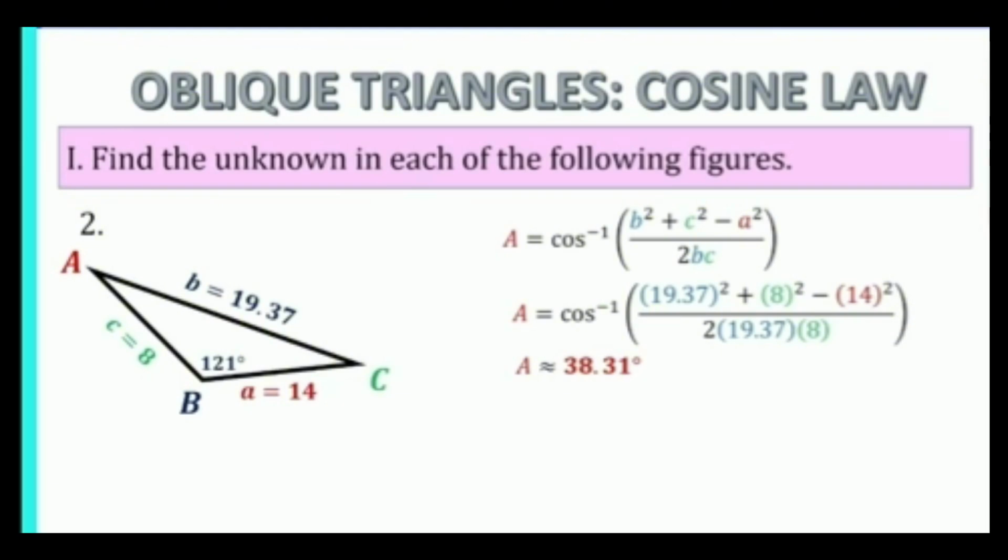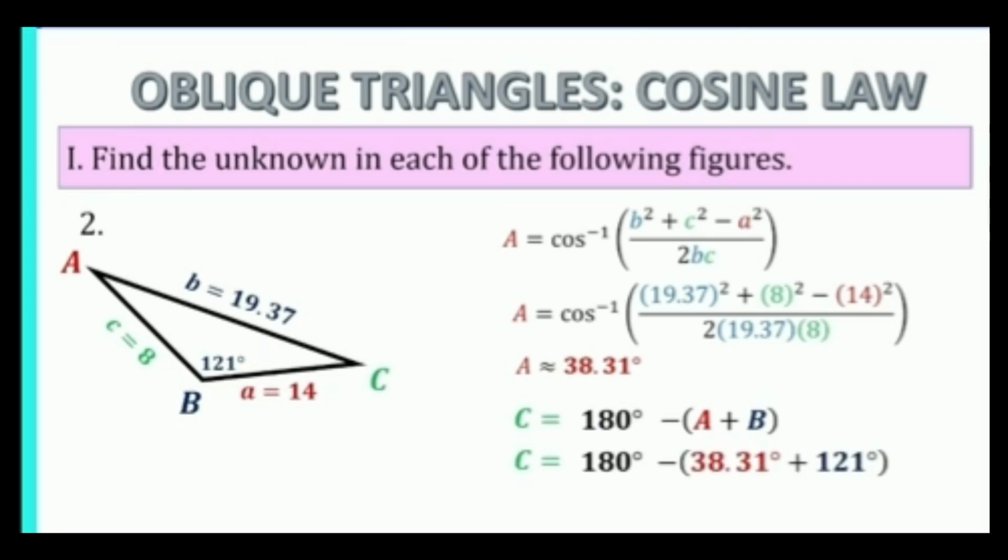Now, let's solve for our angle C. To get the value of angle C, we will use the formula 180 degrees minus the sum of our two angles. So, we substitute angle A and angle B. That will give us 180 degrees minus the sum of 38.31 degrees plus 121 degrees. Okay, so let's solve for angle C. Angle C will be equal to 20.69 degrees. And that's it.